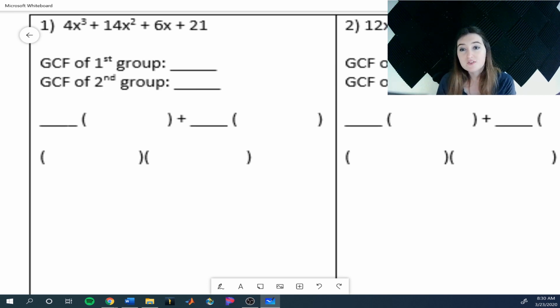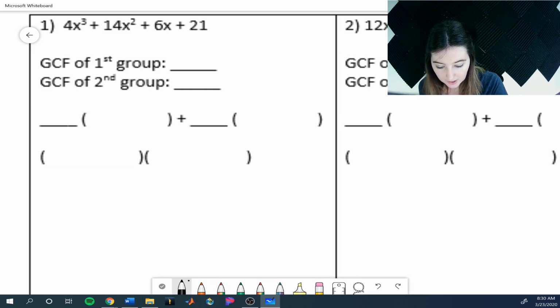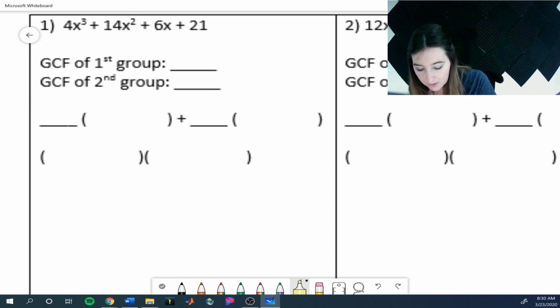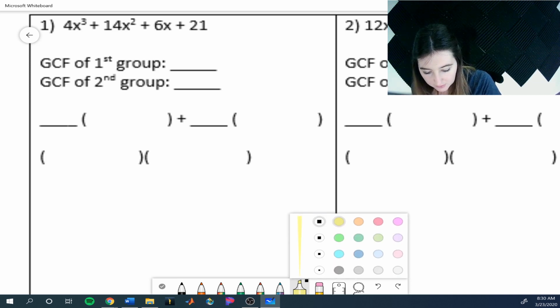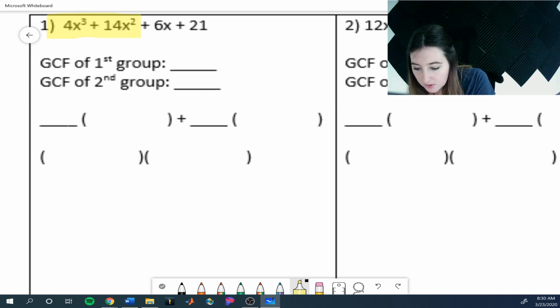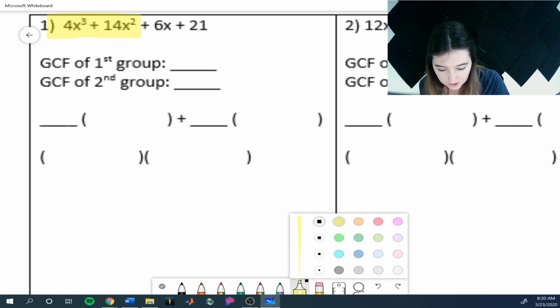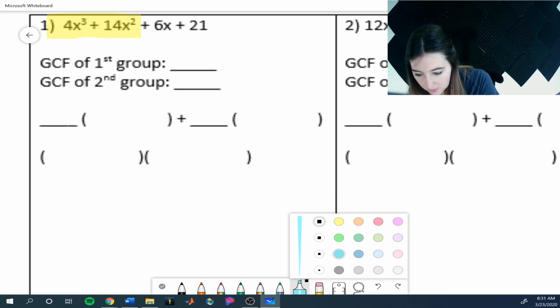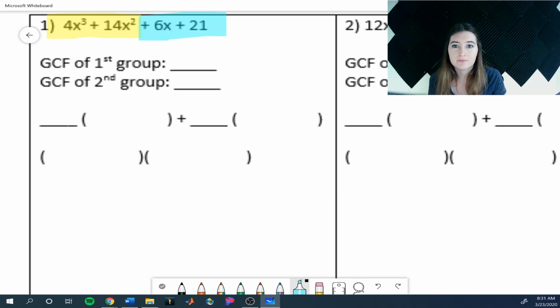Okay, so here we have 4x cubed plus 14x squared plus 6x plus 21. So I have 1, 2, 3, 4 terms. I've got to split these up into 2 groups. So let's go ahead. I'm going to highlight my groups here. This one right here is going to be my first group, and I'm going to change the color. This one right here is going to be my second group. So I have my first group and my second group.